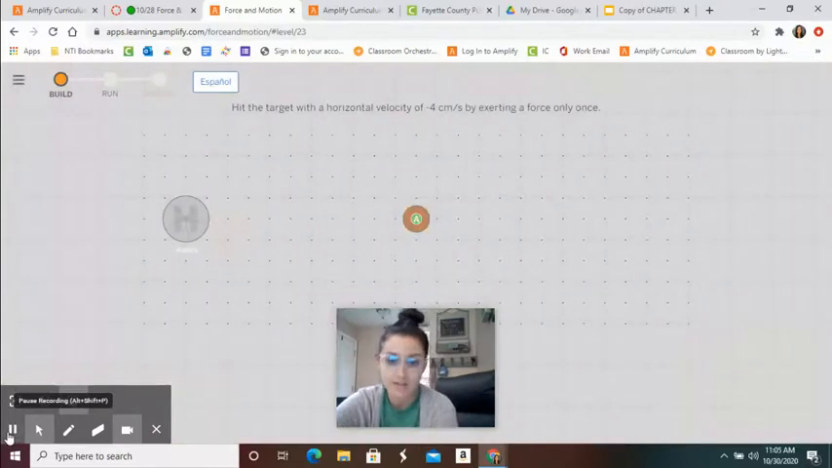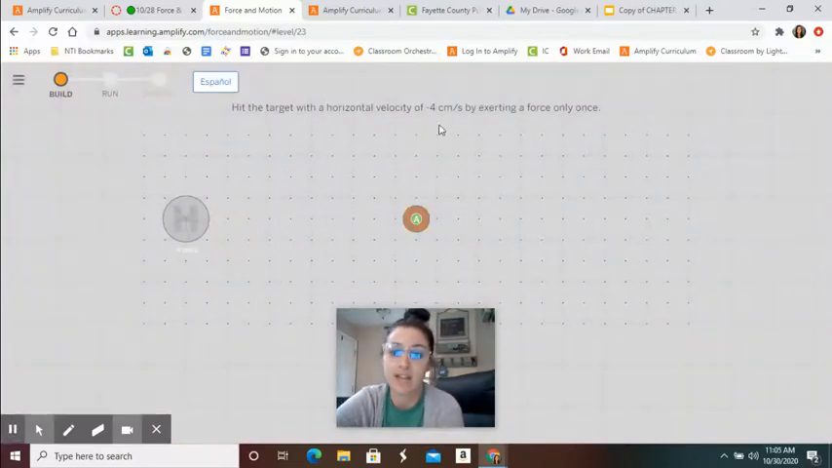All right, for mission 6, the goal is to hit this target with a velocity of -4 by exerting a force only once. A few things that were tricky about this. When you see -4, you probably think that that means to go way slow. But what that actually means is we're going in this direction. Think about a number line. We have our positive numbers to the right and our negative numbers to the left. And so we are moving to the left at 4.